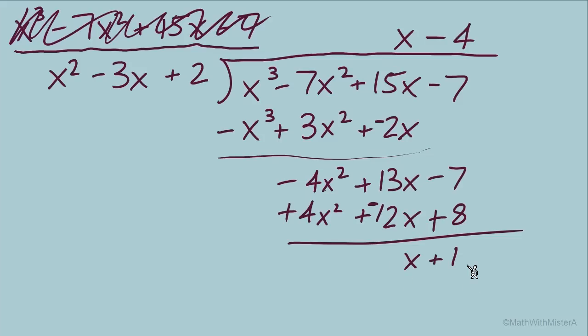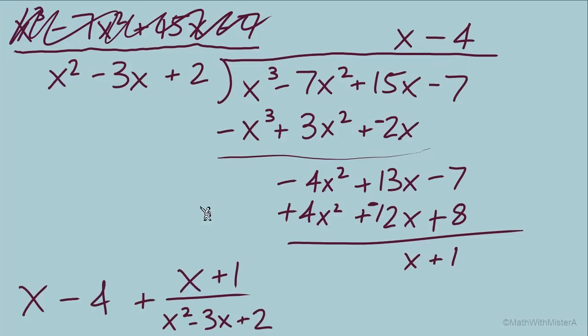Now, do you remember how we set up the quotient and the remainder with these problems? There's the quotient x minus 4. We take the remainder, and it becomes a new fraction. It's exactly like if you make an improper fraction into a mixed number. You take the remainder, and it becomes a numerator, and the divisor here is the denominator.